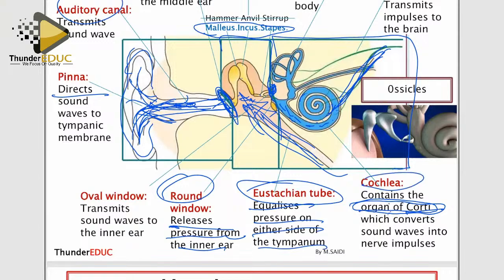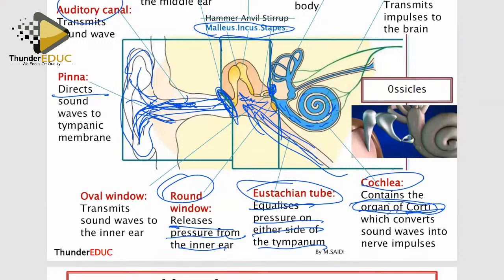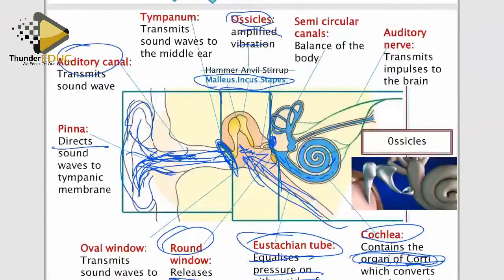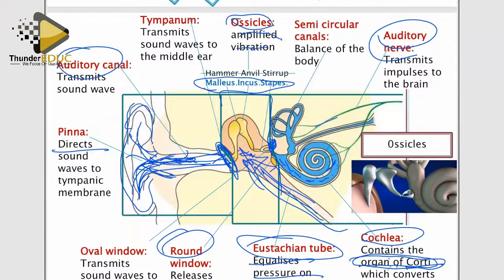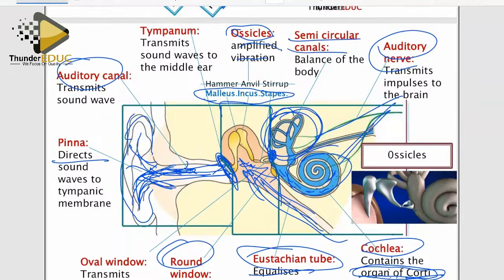We say that the cochlea contains the organ of Corti, which is responsible for converting the stimulus into an impulse. And then it moves along these nerves, which we call the auditory nerves. The one coming from the balancing part, the semicircular canal, and the one coming from the cochlea are both called the auditory nerves. However, the one coming from here goes to the cerebellum, while this one goes to the cerebrum. So the semicircular canal is the part responsible for balance.